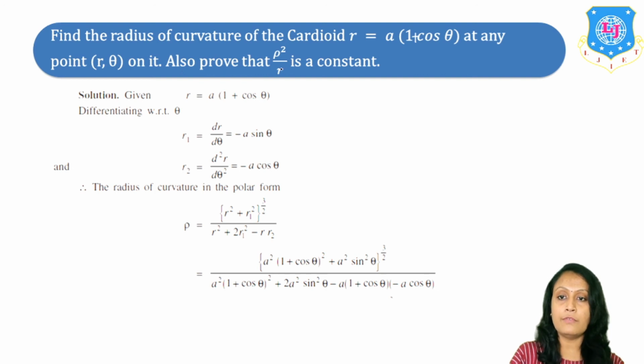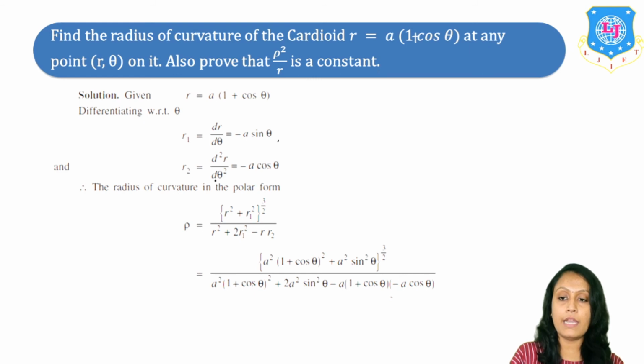And also we have to prove that rho square upon r is a constant. In the question it is given that r is equal to a(1 plus cos theta). Now we'll differentiate this with respect to theta. So r1, that is dr by d theta, what you will get over here is a as it is, as the derivative of 1 is 0, and from here we will get minus sin theta.